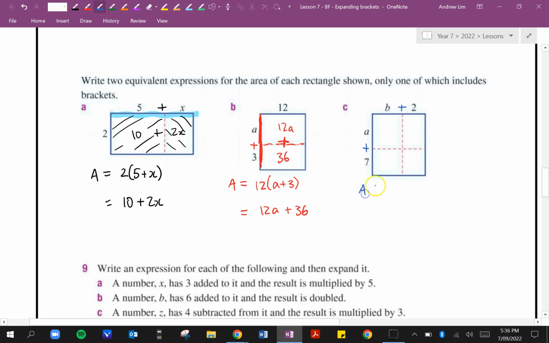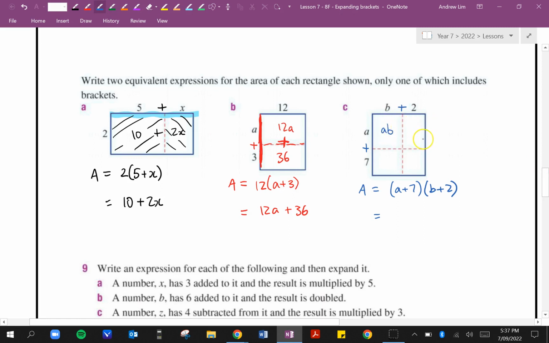So the area is equal to length times width, or a plus 7 times b plus 2. Now, this looks really hard to expand, but what we could do is use the small rectangles in the diagram to expand it. So this top left one here, that's just A times B, which is just AB.